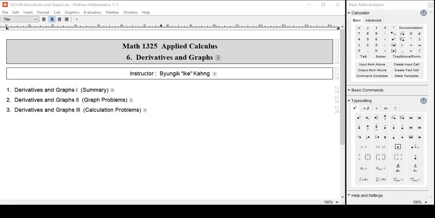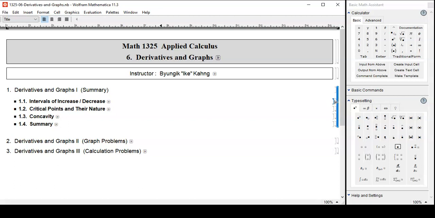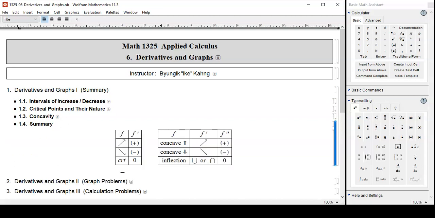Hello students, welcome back. Please remember, here we are going to cover two objectives. One is associated to the relationship between the signs of the derivative versus increasing decreasing nature of the original function. And that's something we discussed earlier, and we're going to deal with the second objective shortly. But before that, let's have a short summary of those.